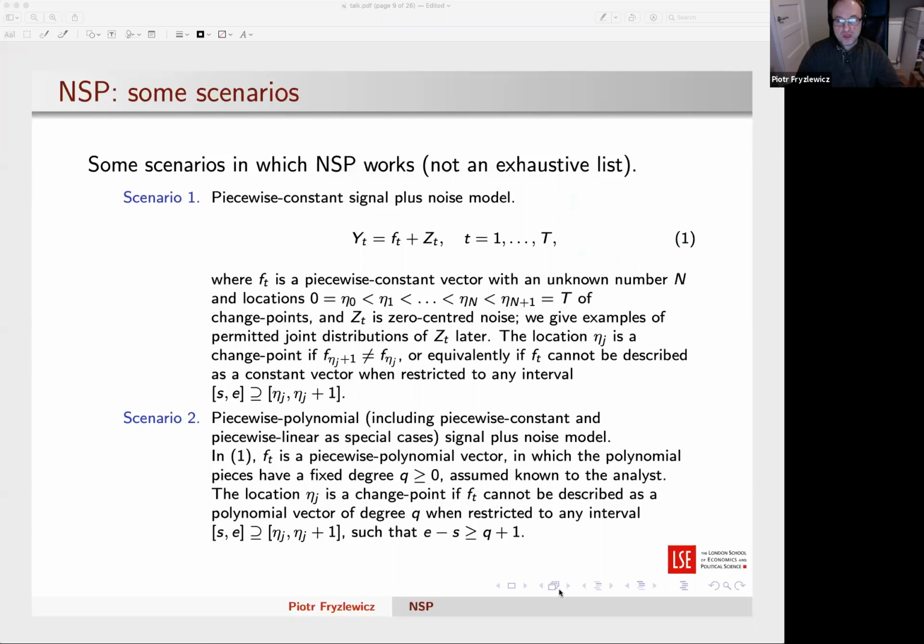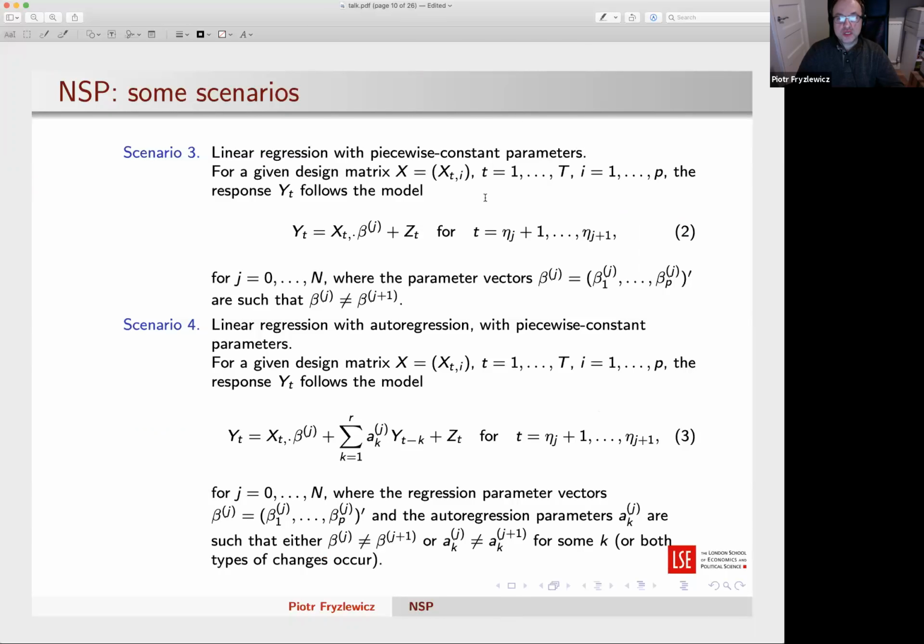In scenario 3, I'll do it with arbitrary covariates. So they don't have to be piecewise constant functions with one jump anymore. They can be anything we want. And again, I will have breaks in those linear parameters beta here. Now scenario 4 is like scenario 3, but additionally I have autoregression.